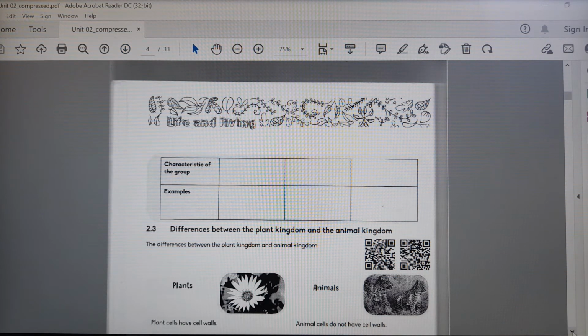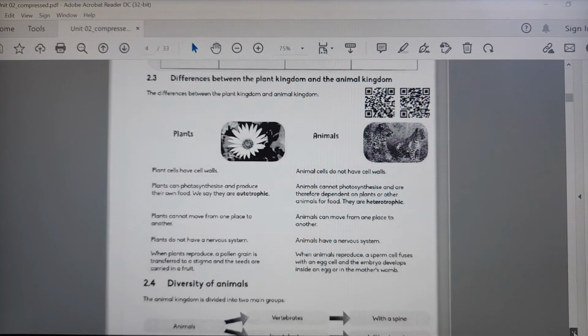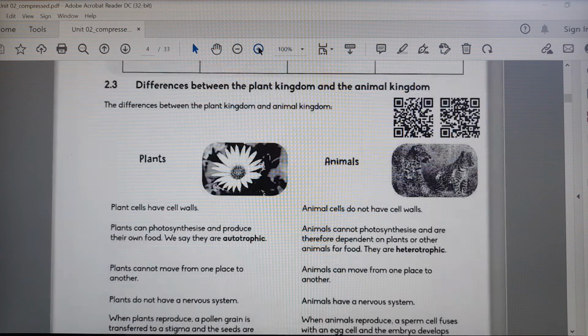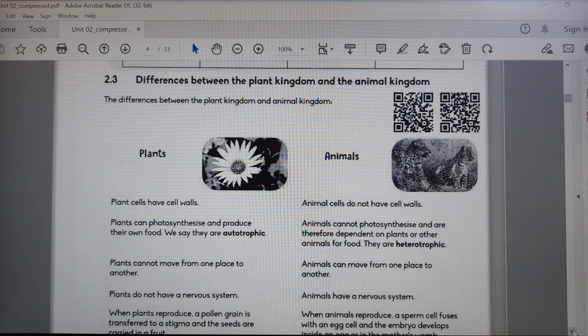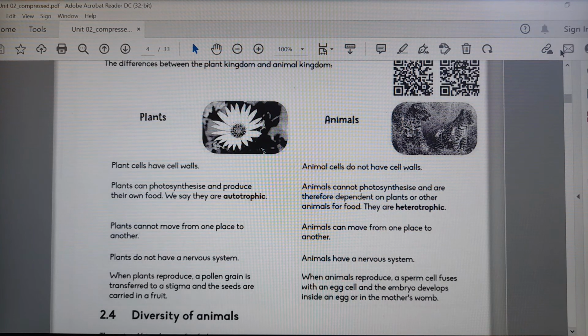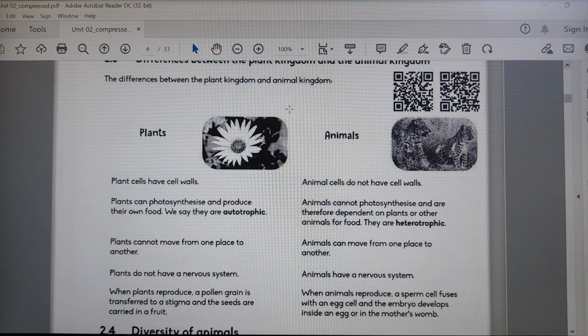So we know that organisms are classified in 5 groups of 5 kingdoms. Now let's learn the difference between the plant kingdom and the animal kingdom. Remember, we have 5 kingdoms, but we are going to look at the differences between these 2 kingdoms, plant kingdom and animal kingdom. Okay, let's start with the plant kingdom. Yes, I just want to put it like this.